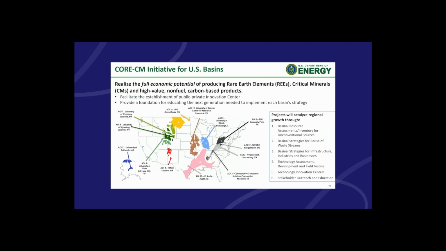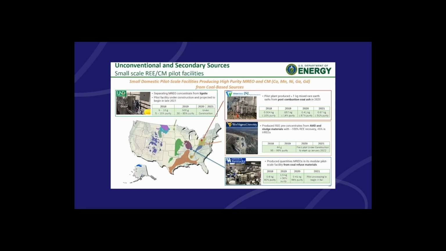And then finally, I'll touch on some of the work that we do to get these materials out of coal sources. This is the CORE-CM initiative, which stands for the Carbon Ore Rare Earth Critical Minerals Initiative. They're looking to characterize these coal basins across the country. These are really regional initiatives, partnerships between labs, industry, and academia. And to give a sense of some of the things they're doing, there's an education aspect, and it's not just the characterization; it's also the development of the technologies to get these materials out of the earth.